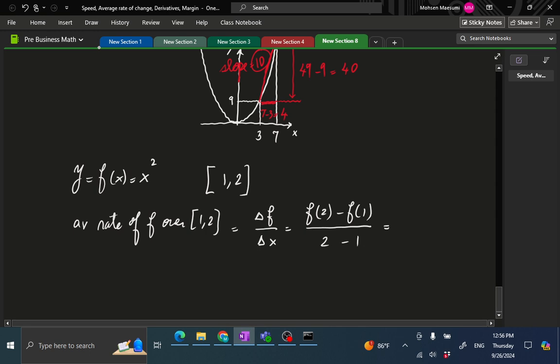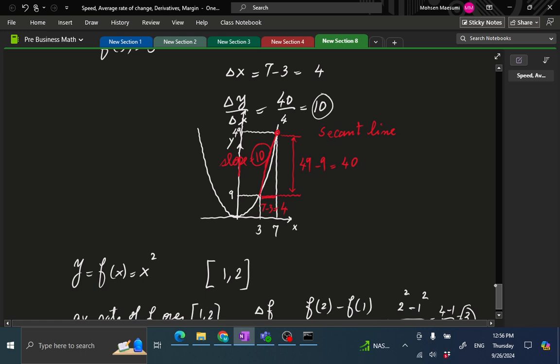So f of 2 means 2 squared. F of 1 means 1 squared, so it's 2 squared minus 1 squared over 2 minus 1. So of course that is 4 minus 1 over 1, and the ratio becomes 3. So here we got average rate of change to be 3. Over there we got it to be 10. So generally, if you pick a new pair of beginning and end, you get a different rate of change.